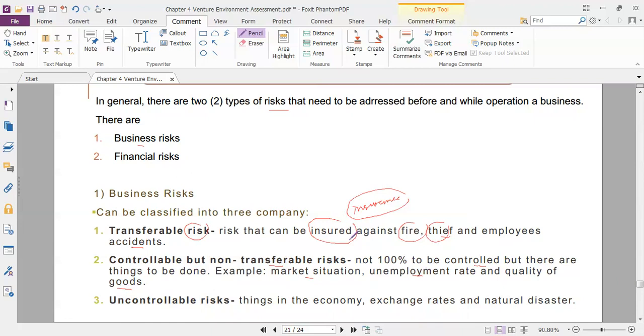Contoh, because of the MCO, the market situation, the economic situation is down. So kita tak boleh nak transfer the risk, tapi kita ada pilihan untuk keluar daripada situation yang problem tersebut. Contohnya dengan adakan online business. And then employment rate, and quality of goods.